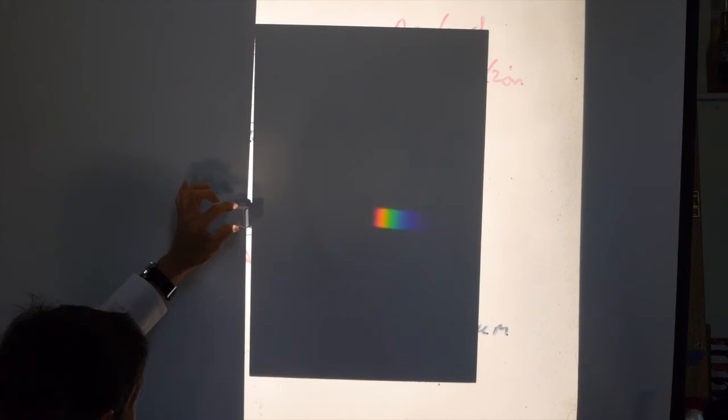So if you look there, you'll see a lovely spectrum, and you see the colours of the rainbow and everything. Okay, so I've got a slit of light, and I'm passing it through the prism, and it's dispersing it into the colours of the rainbow.